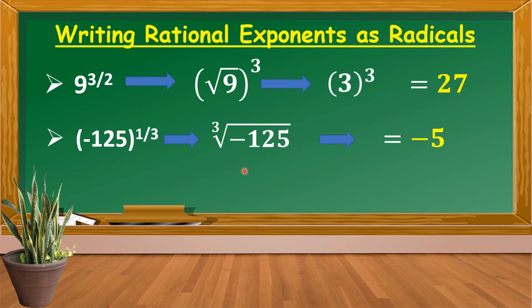Why negative 5? Negative 5 times negative 5, that is positive 25. Times negative 5, that is equal to negative 125. So, these are the simplified form. Nawala yung radicals. On our previous slide, we discussed about rational exponent to radicals. So, writing rational exponent to radicals. Now, on our coming slides, kabaliktaran. From radicals, we are going to write it into rational exponent.